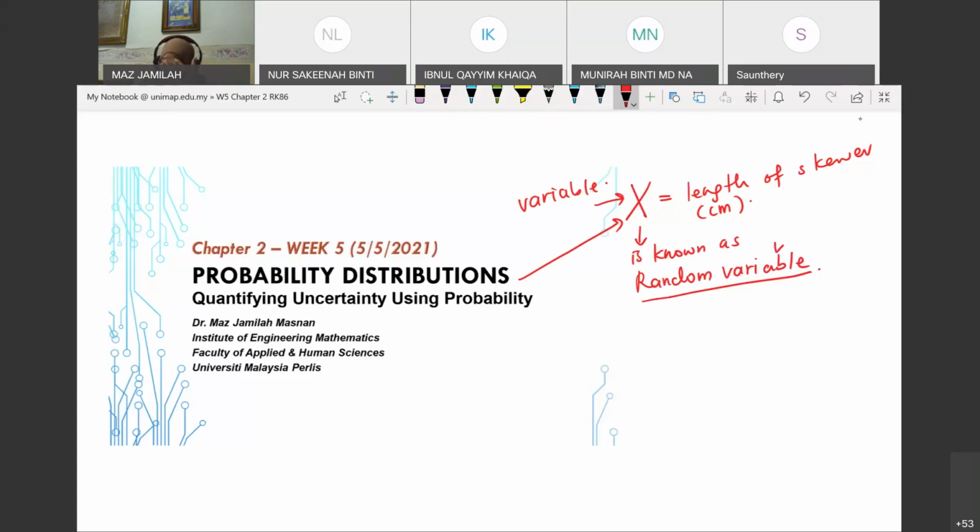It is still a variable, but we define this variable as random because of the way we choose our sample. Remember class, we have our population, and from our population, we cannot afford to collect all of our subjects to be included in our experiment. So we choose our sample. The way we choose our sample will be following some sampling procedure.